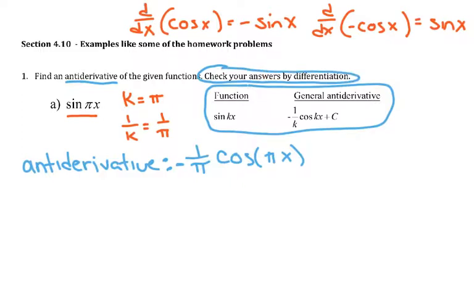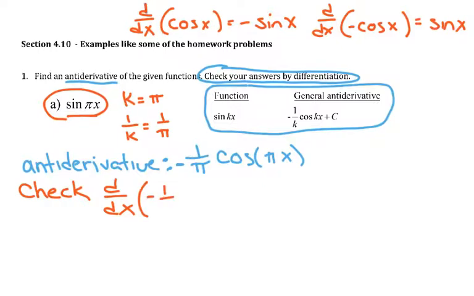Now remember, we can always check our answers, well, almost always, by going back the other direction. If we take the derivative of the antiderivative, we should end up with what we started with. So let's carefully try to do that. I'm taking the derivative of this function to check to see if I really do get sine of pi x.